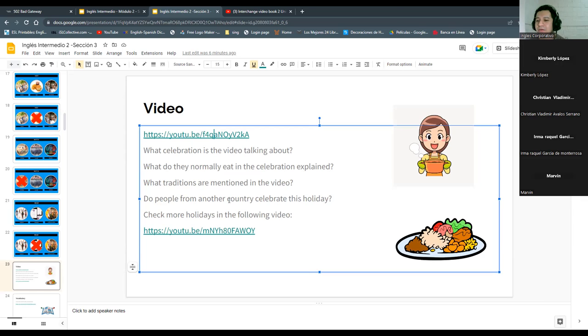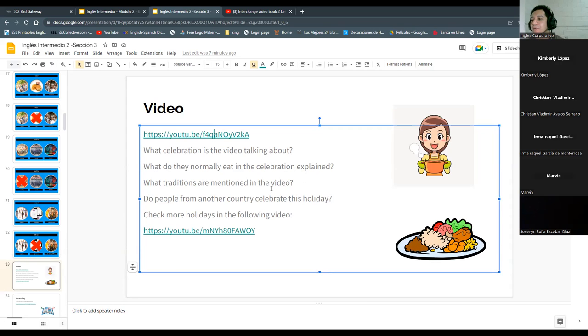Do people from another country celebrate this holiday? Yes, right. What nationalities were we able to watch in the video? A Korean woman. A Korean woman, and what else? And another person from which country? Venezuela. Exactly, Venezuela. So we had a woman from Korea and another person from Venezuela. And they also bring their own food, right? Kimchi and also maracuchitos, right, from Venezuela.